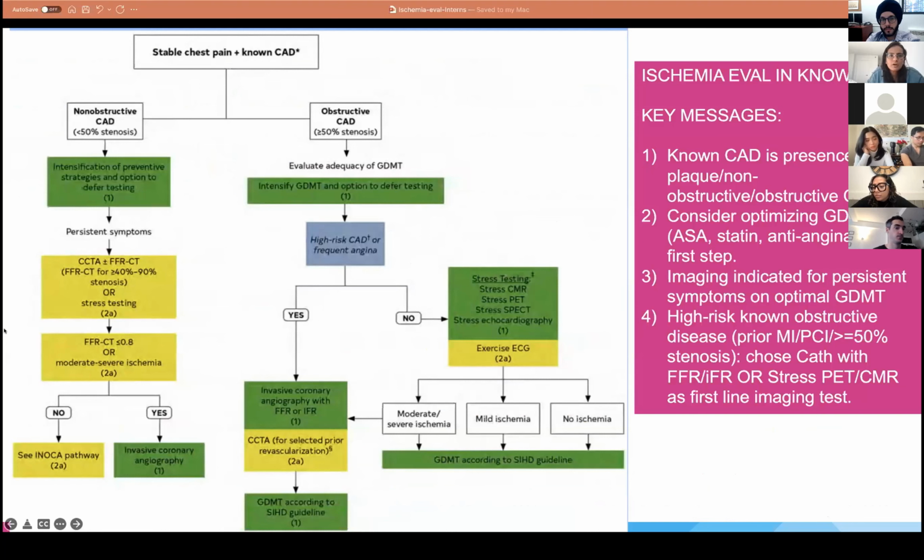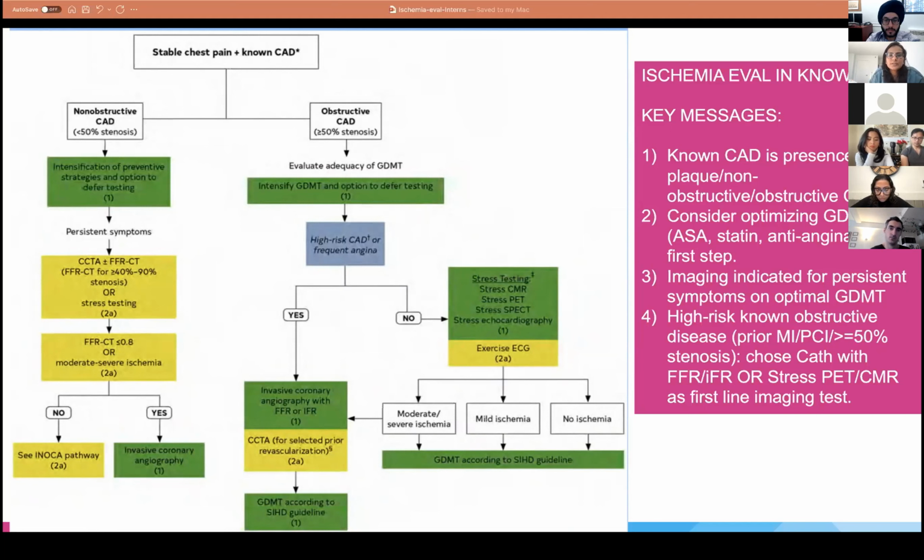Now, in patients who already have known coronary artery disease, these are the patients that you're not diagnosing coronary artery disease. You already know that they have it. They have calcium on their coronaries, or they have had a cath before which showed non-obstructive disease, or they've had a coronary CTA in the past which showed some stenosis. So what do you do when these patients come to your clinic with chest pain?